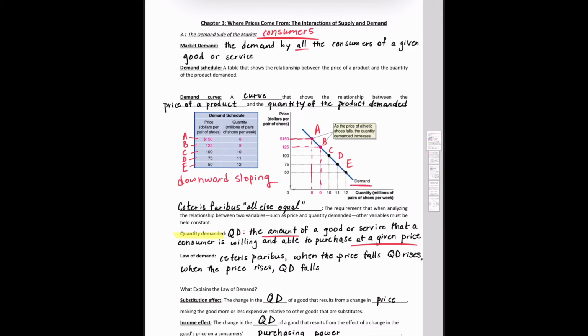So when I think demand starts with a D, downward sloping, downward starts with a D. So that's how I remember which way the demand curve slopes. But we can also think about the demand curve in terms of the law of demand. The law of demand states that ceteris paribus, all else equal, when the price falls, quantity demanded rises. When the price rises, quantity demanded falls.